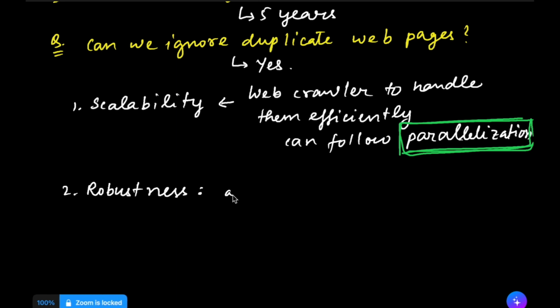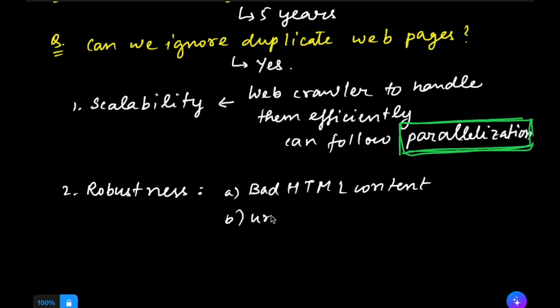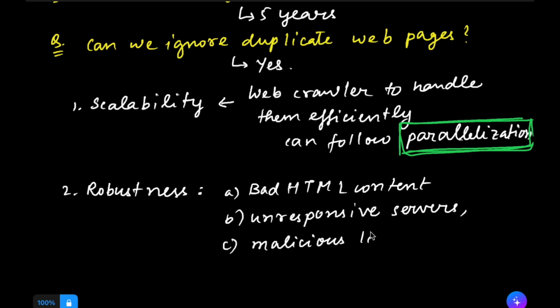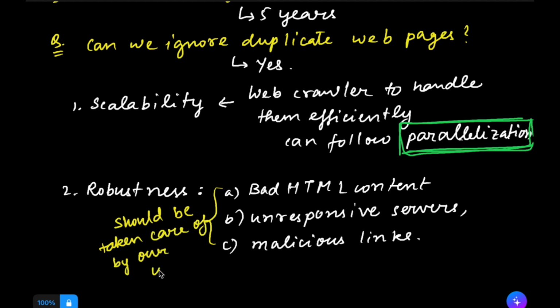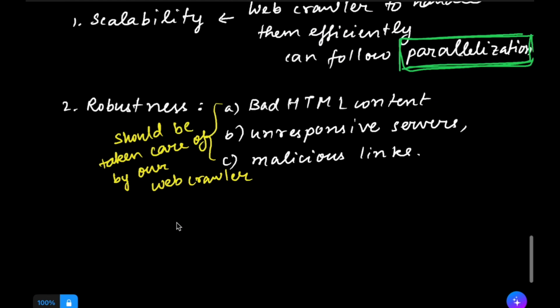What are some of the edge cases? Malformed HTML content, or unresponsive servers, or malicious links. All these should be taken care of by our design of the web crawler. Okay, so this is one of the criteria.